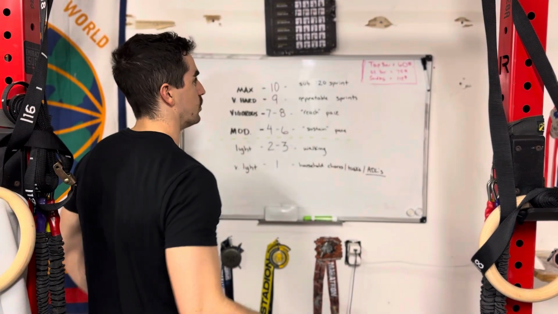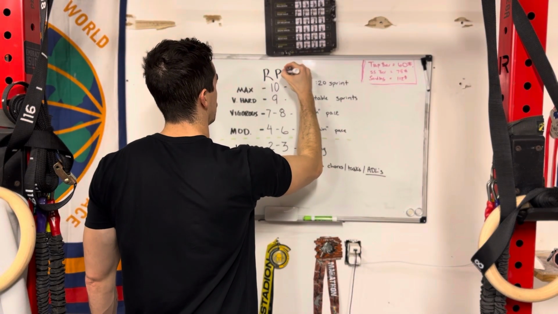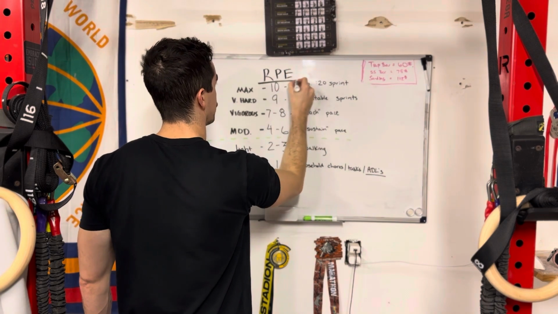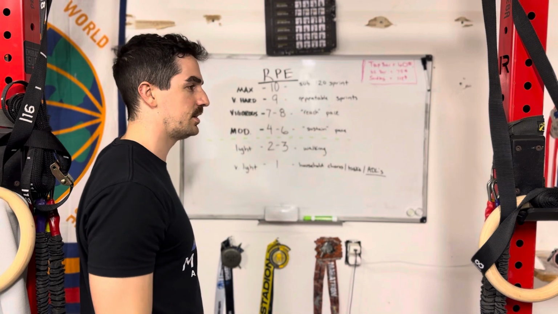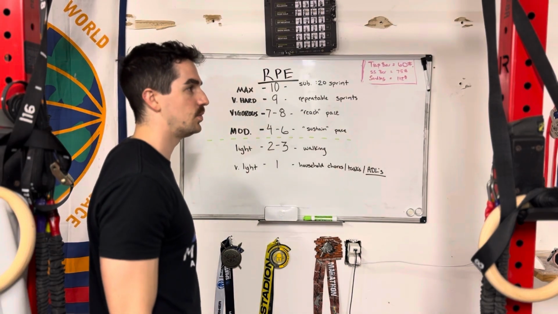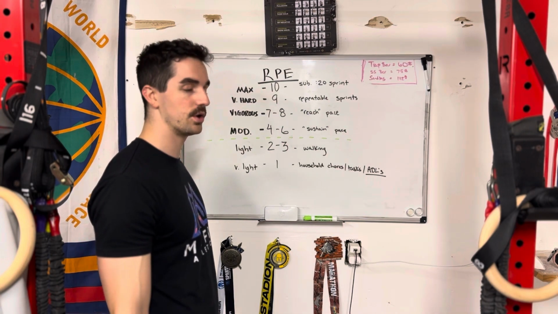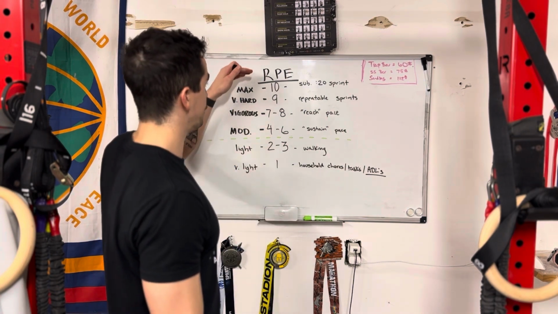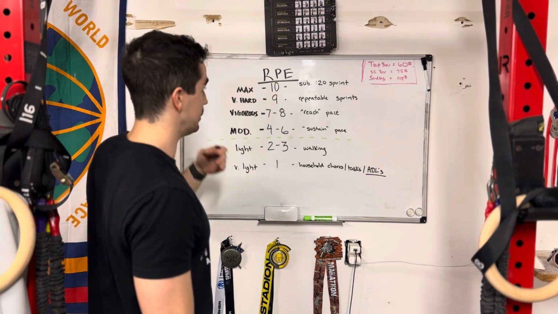We're going to talk about rate of perceived exertion, or you'll see me put it in the programming as RPE. So if I put a workout in, like today, we had a 10K time trial on the bike erg or a 5K time trial on a row erg, you might see me put a rate of perceived exertion, RPE, of 7 to 8, right?